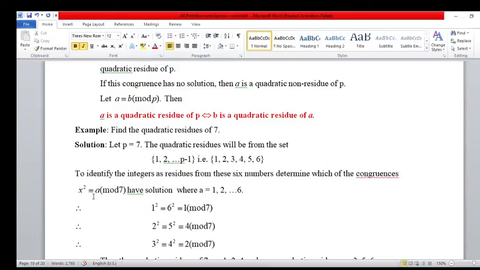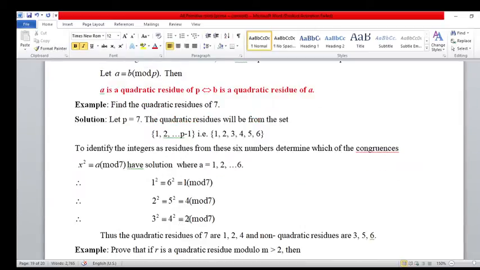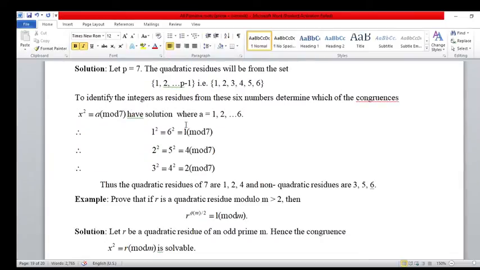So apply this equation and convert these members into the form of this equation. 1 squared congruent to 6 squared congruent to 1 mod 7, 2 squared congruent to 5 squared congruent to 4 mod 7, 3 squared congruent to 4 squared congruent to 2 mod 7. In this way we have used all 6 members. Then 1, 2, 4 are the quadratic residues and the non-residues are 3, 5, 6. So this example is complete.